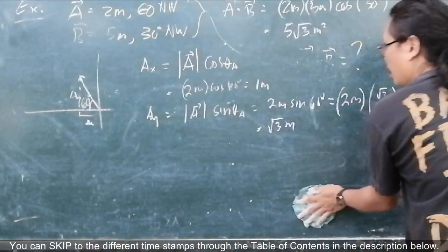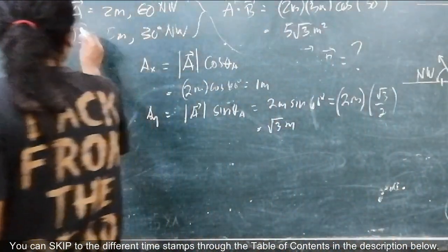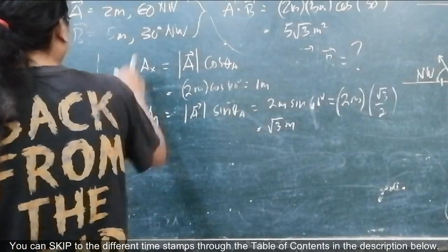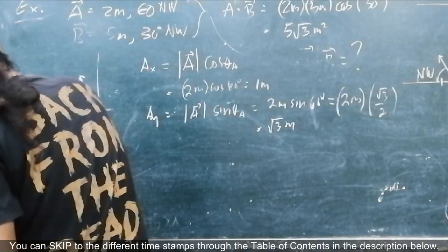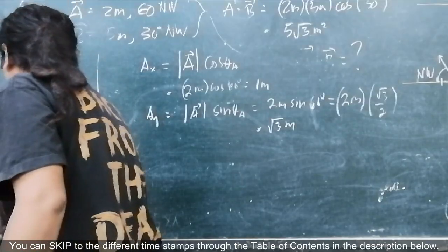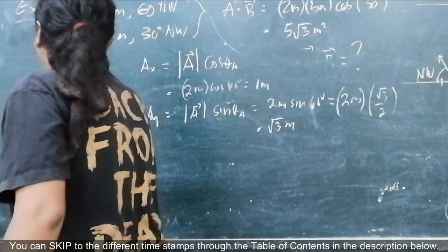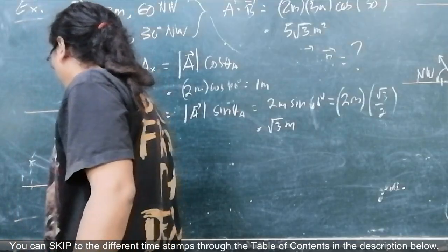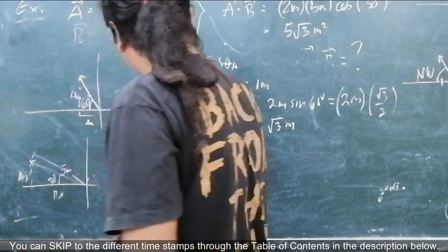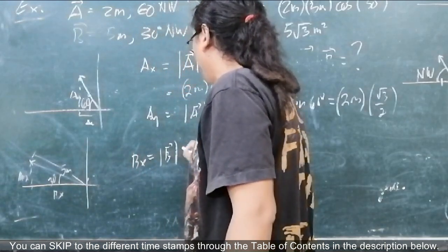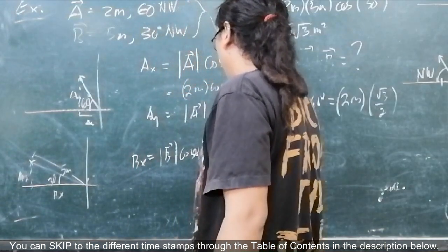Okay? How about BX? Where is B? B is 30 degrees, right? The hypotenuse now is 5 meters. So this is BX and this is BY. Same as before, BX is the magnitude of B times cosine theta B, right?